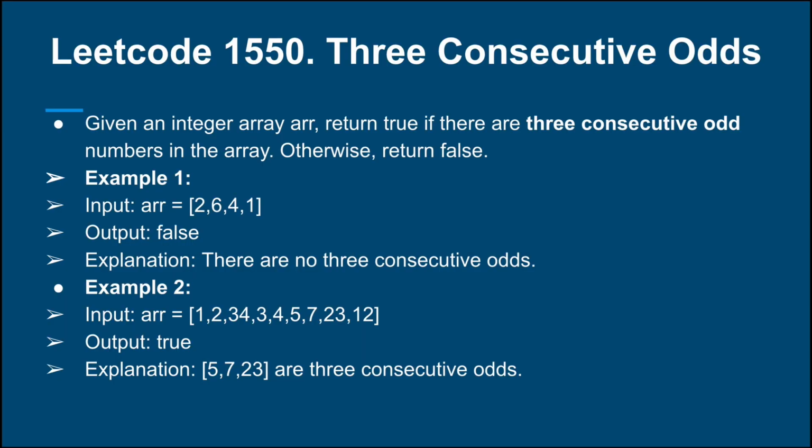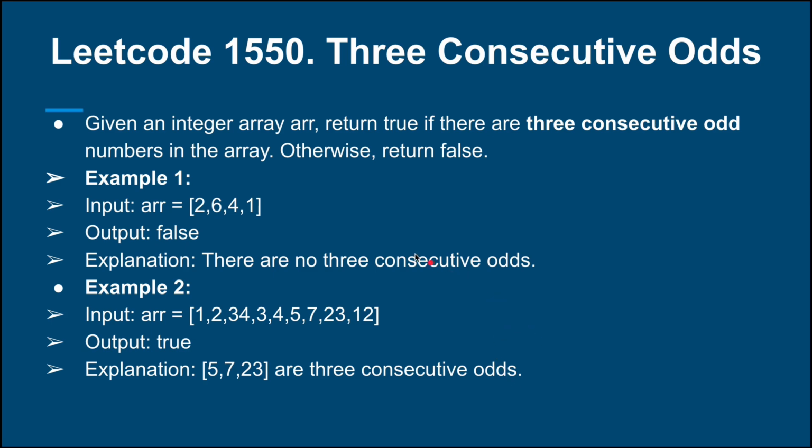Okay, so what problem have we been given? We are given an array of integers and we need to return true if there are three odd numbers in a row. So consequently, the three elements should be consecutive in the array.